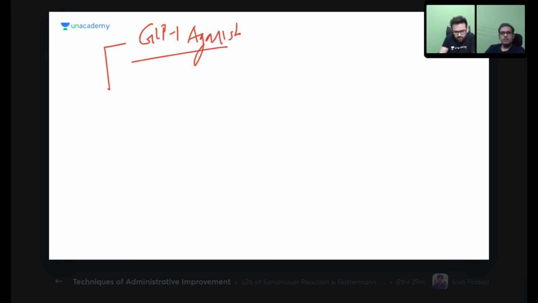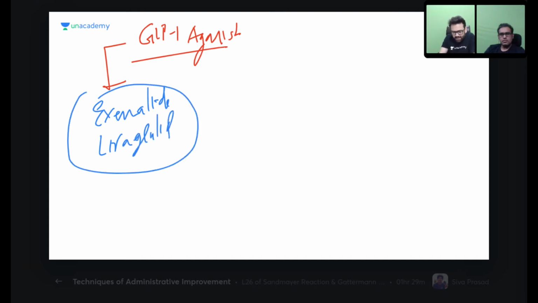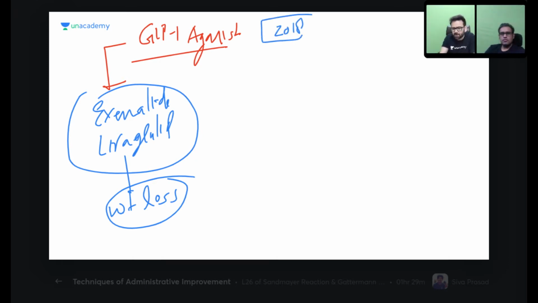Can you name some of the GLP-1 agonists? Some drugs? Yes, Chinu? Nitish? Like exenatide, liraglutide, dulaglutide. These are excellent drugs. Why? Because they cause weight loss. Normally, a diabetic patient is obese. So this was asked in NEET PG 2018: a patient is on pioglitazone and his BMI is 35. Which drug do you want to replace? The answer was GLP-1 agonist, that is causing weight loss.